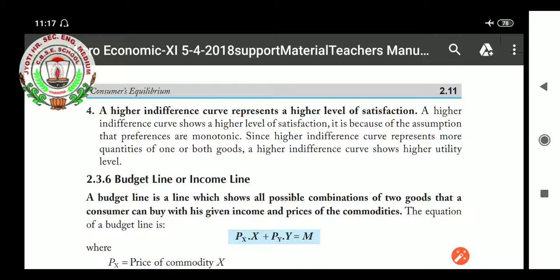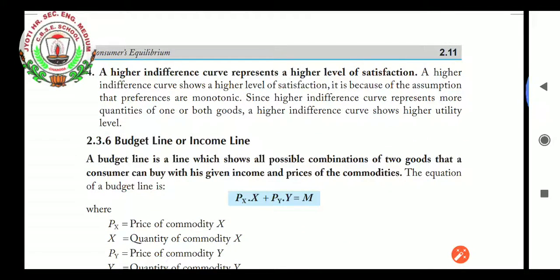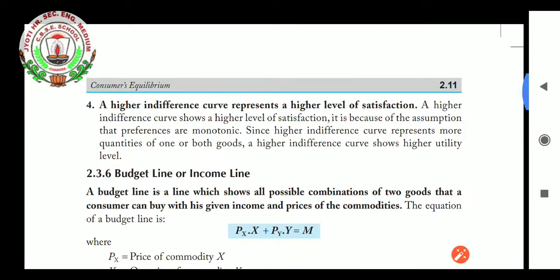As in the last class of economics, we were learning about the indifference curve analysis. Today we will be going to learn budget line or income line. Indifference curve we have learned, the features and all the things. Now we will be going to learn the budget line.